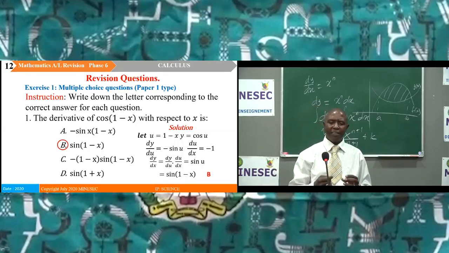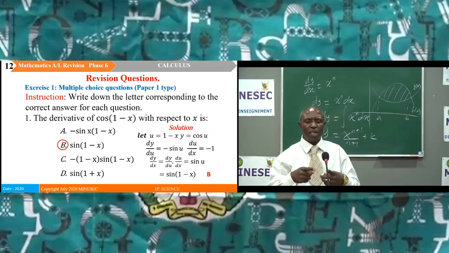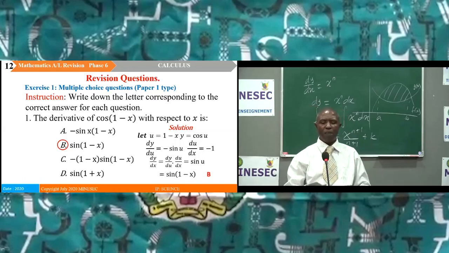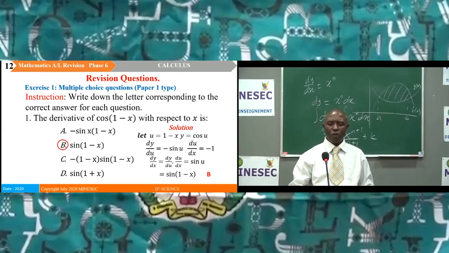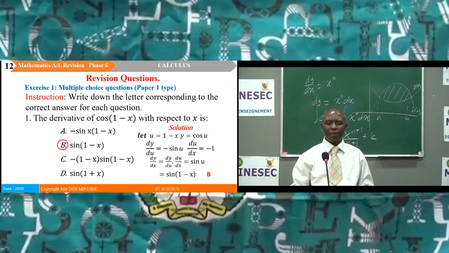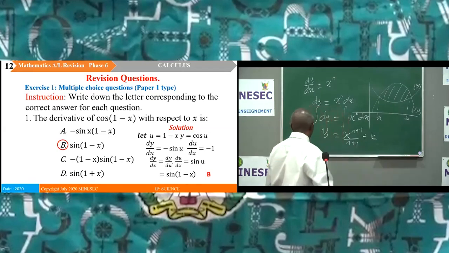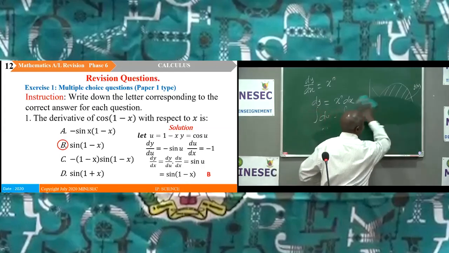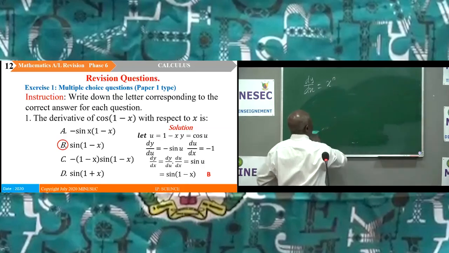Here, the essence of this question is to see if you understand the type of function that is found here. You have an inner function, which is 1 minus x, and an outer function, which is cos. And with that, you can now use it to solve your problem. Well, we'll have inner derivative multiplied by outer derivative, evaluated at the inner function. That is, we come out with the result that you see on the board there, if we have it as what you see on the screen.